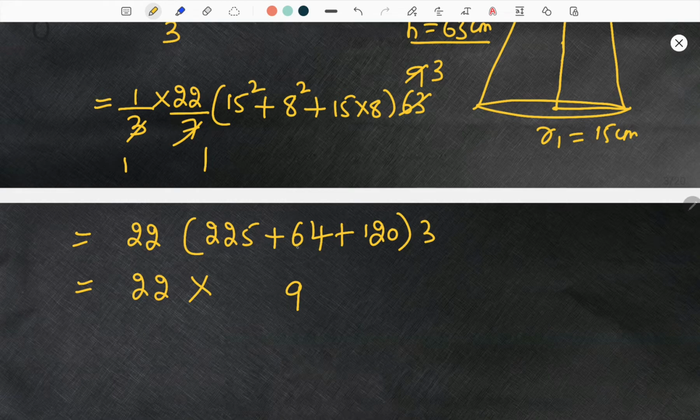2 plus 6 is 8. 8 plus 2 is 10. 1 is the carry. 1 plus 1 is 2. 2 plus 2 is 4. 4 not 9 into 3.